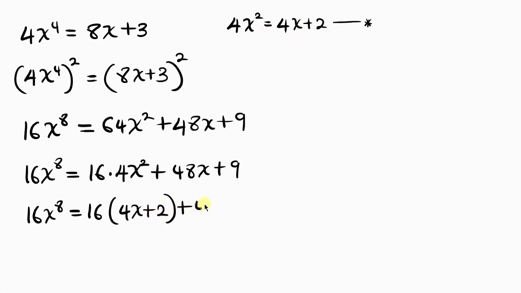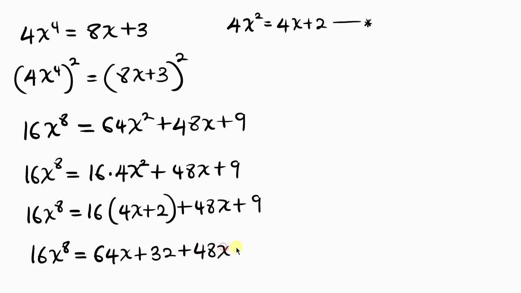Plus 48x and then plus 9. Our next step will be for us to open up this bracket. So we have 16x to the 8th equal to, now 16 times 4x is actually 64x, plus 16 times 2, we have 32, plus this is 48x and then plus 9.